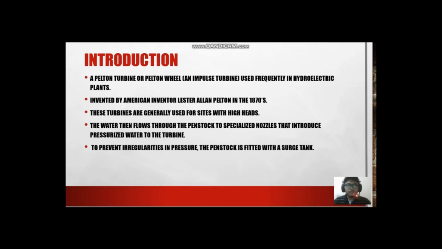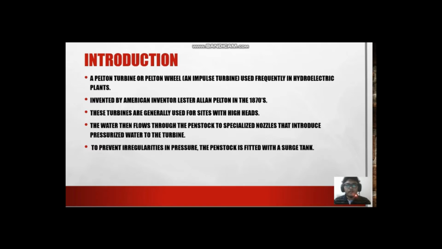The water in a Pelton turbine is moving quickly and the turbine extracts energy from the water by slowing the water down, which makes this an impulse turbine. When used for generating electricity, there is usually a water reservoir located at some height above the Pelton turbine. The water then flows through the penstock to the specialized nozzles that introduce pressurized water to the turbine.